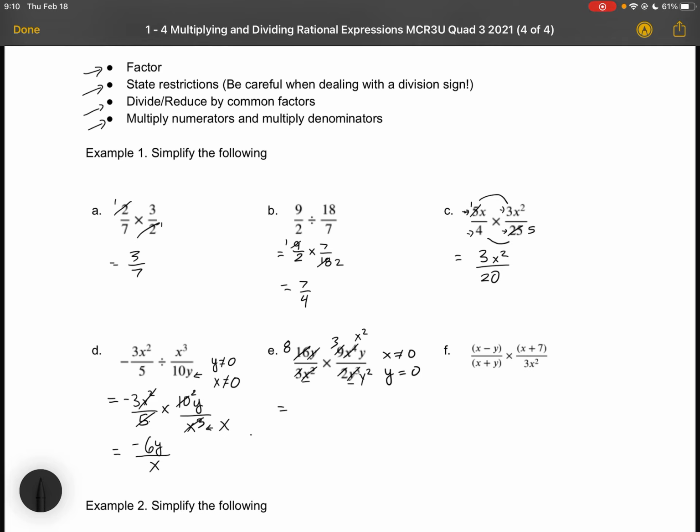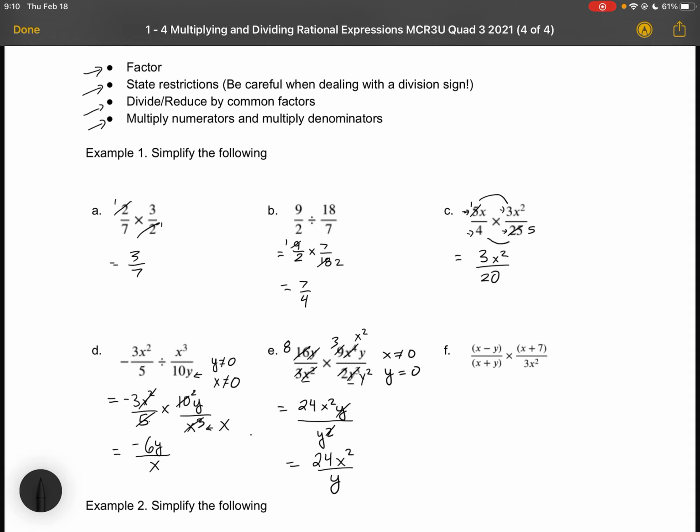So now I can go ahead and multiply across the tops and multiply across on the bottoms. And I'm going to get 24 x squared y all over y squared on the bottom. And then I'm going to notice that I can still cancel out another y. So my final answer is 24 x squared over y, with my restrictions that x can't equal 0 and y can't equal 0.